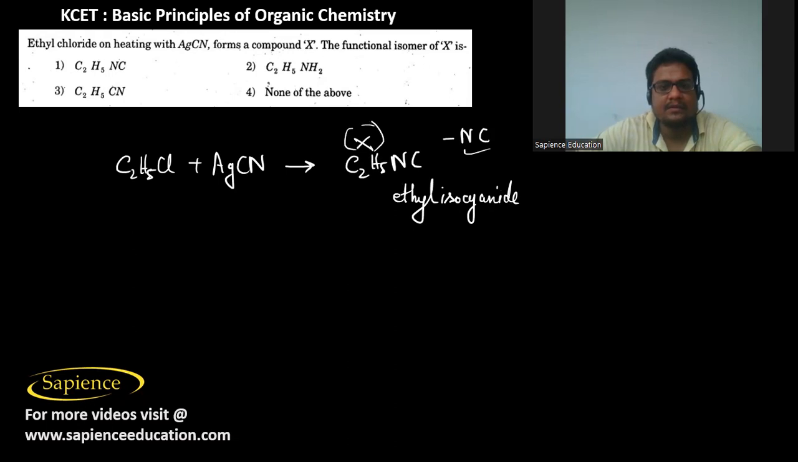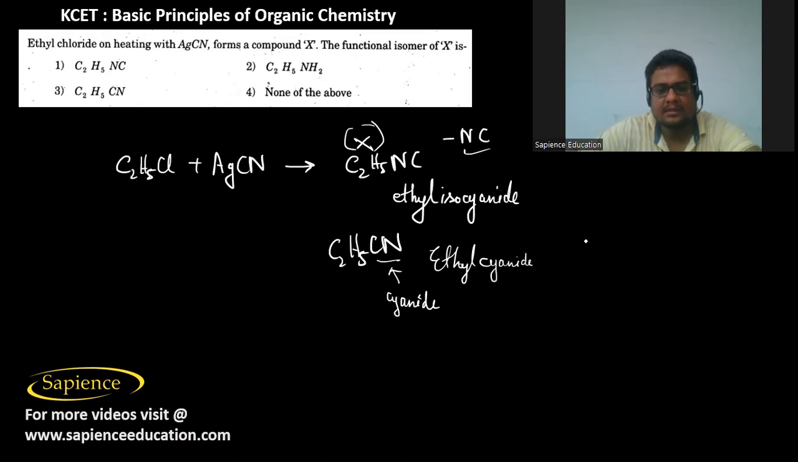So we have to find a functional isomer of X, which will be C2H5CN. So C2H5CN is a functional isomer of C2H5NC, since CN means it is the cyanide group and NC means isocyanide group. So it is ethyl cyanide, or I can say ethane nitrile. Ethane nitrile will be formed, which is a functional isomer of X. So option 3 is the correct answer.